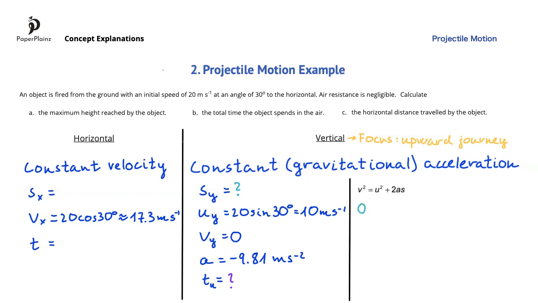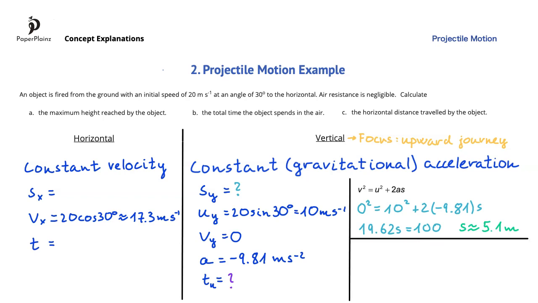Substituting gives us 0 squared is equal to 10 squared plus 2 times negative 9.81 times S. Working further and rearranging, we get 19.62 S is equal to 100. So for S, we get approximately 5.1 meters. So this is the maximum height reached by the object.